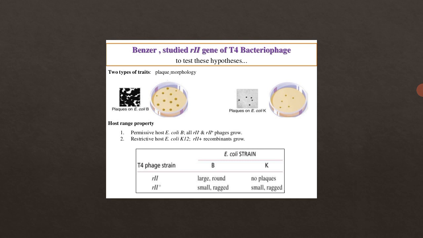Now the permissive host is the E. coli B strain. In the E. coli B strain we can see small plaques as well as large plaques, and therefore we can say the R2 minus as well as R2 plus phages can grow in the E. coli B strain. Whereas in the E. coli K strain we are only able to see the small size plaques, which are the mutant plaques. And therefore the restrictive host is for whom? E. coli K.